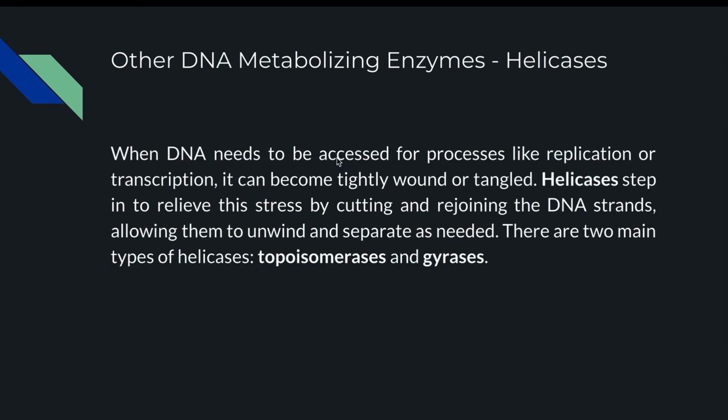When DNA needs to be accessed for processes like replication or transcription, it can become tightly wound or tangled. Helicases step in to relieve this stress by cutting and rejoining the DNA strands, allowing them to unwind and separate as needed. There are two main types of helicases, namely topoisomerases and gyrases.